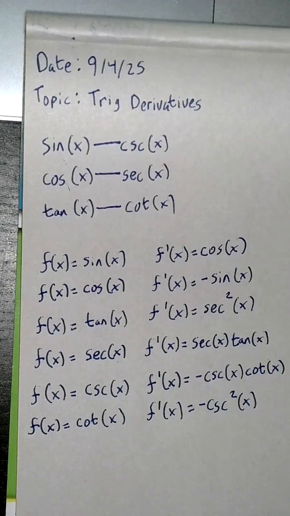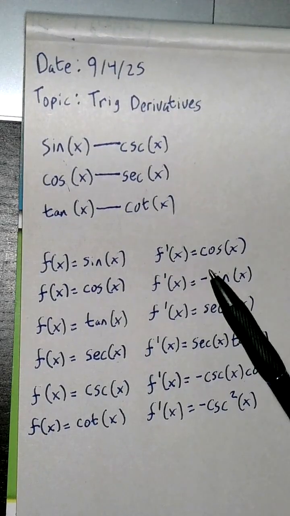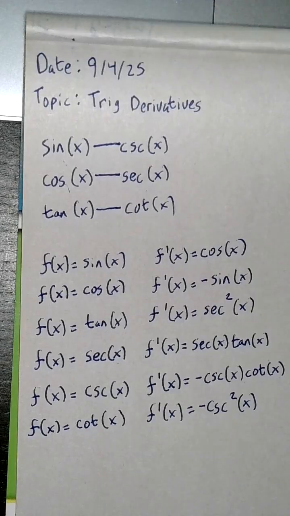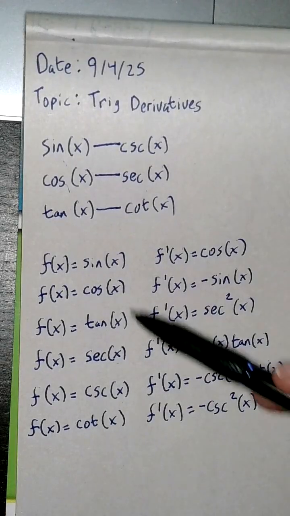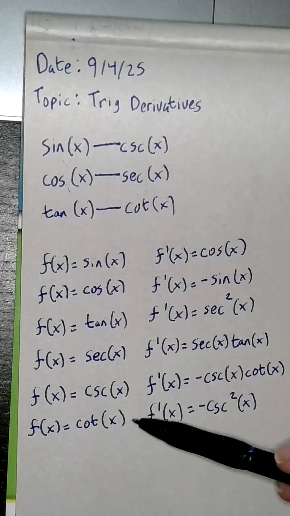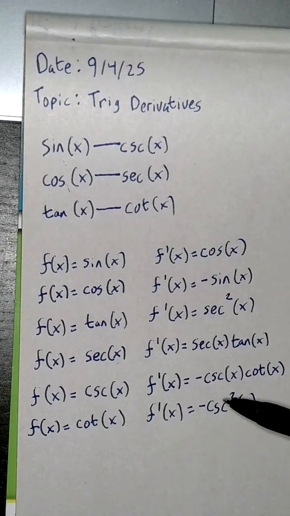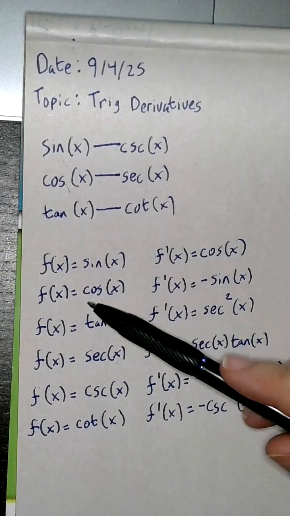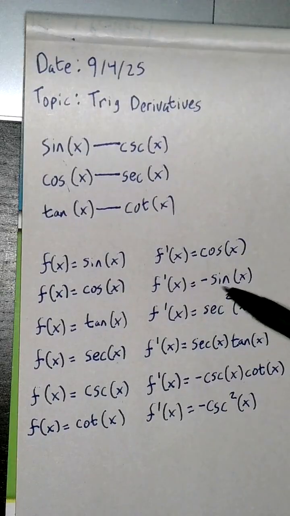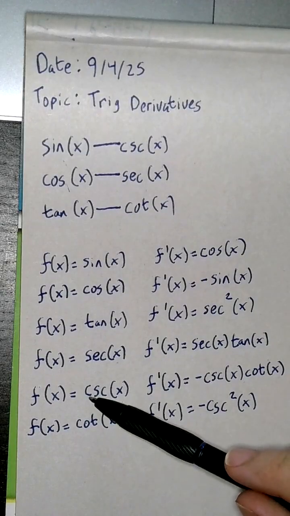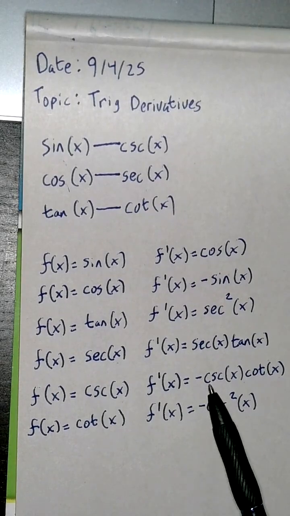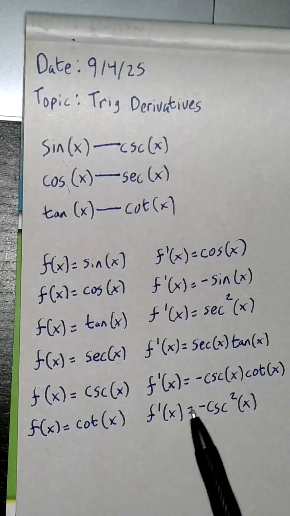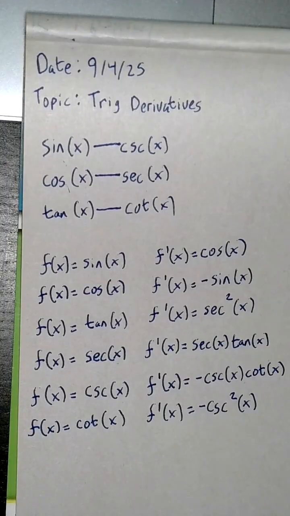Well, tonight, we're going to do a few examples of taking derivatives involving our trig functions. And a good rule of thumb that I like to tell my students is that if it begins with a c, its derivative is negative. So, cosine begins with a c, its derivative is negative sine. Cosecant begins with a c, its derivative is negative cosecant cotangent. And then cotangent begins with a c, so its derivative is negative cosecant squared.